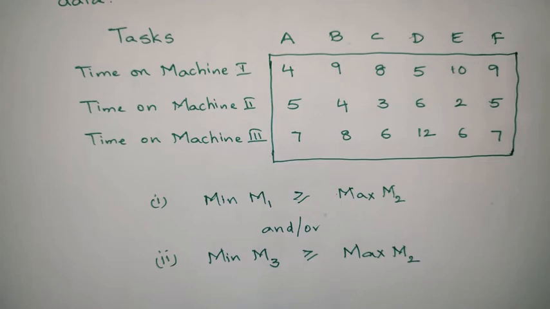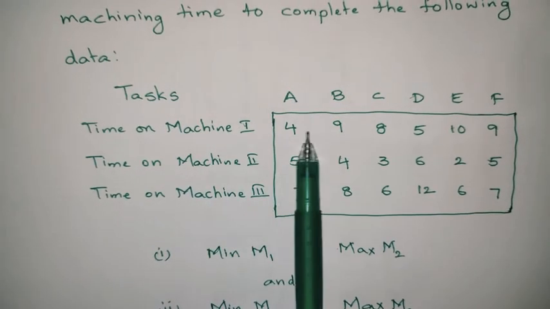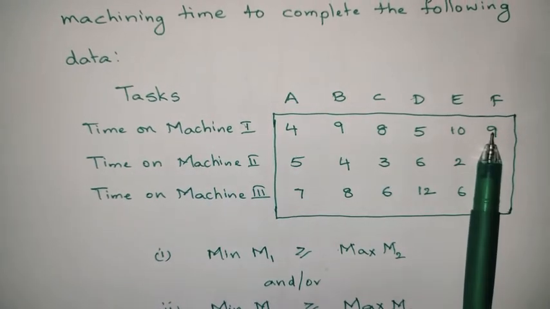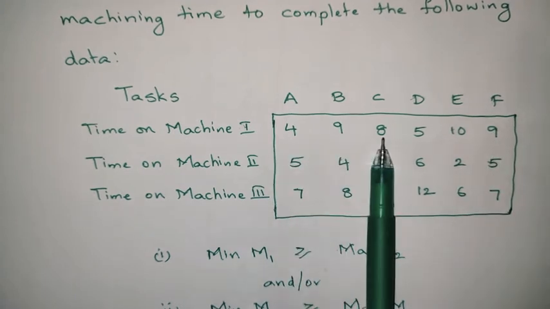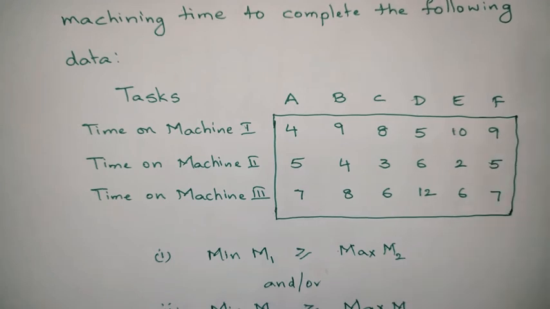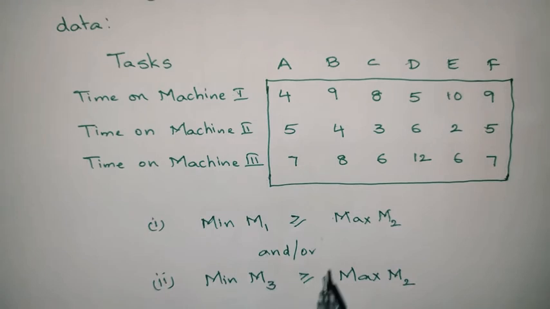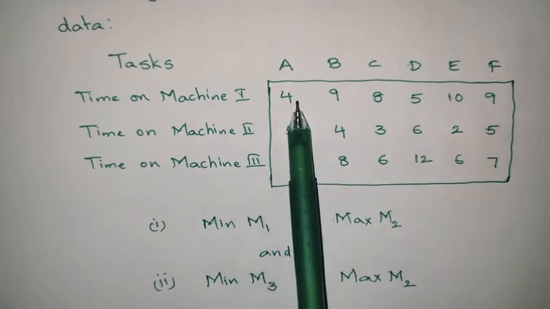Now let us check these conditions for the current problem. For machine M1, there are 6 process times: 4, 9, 8, 5, 10, 9. What is the minimum value on machine M1? The minimum value is 4.